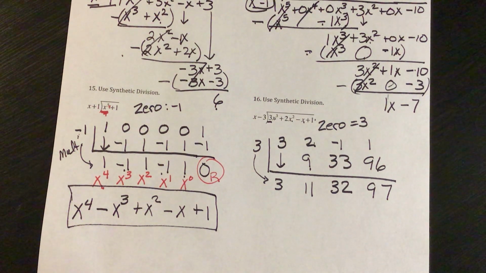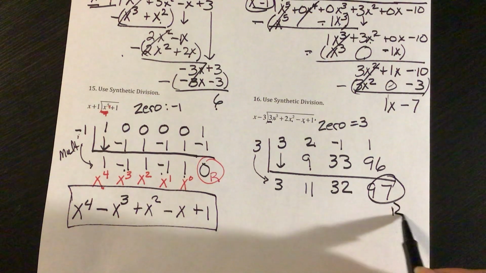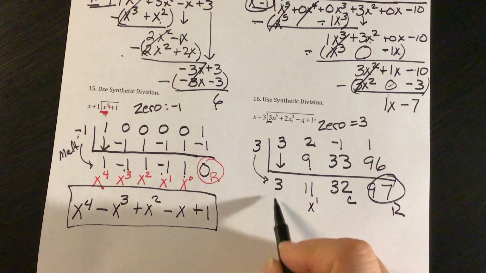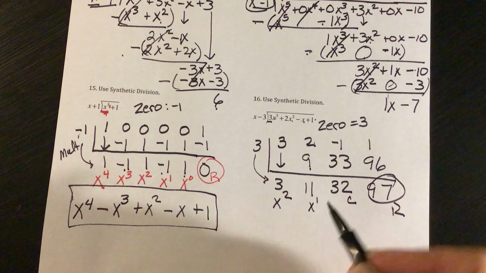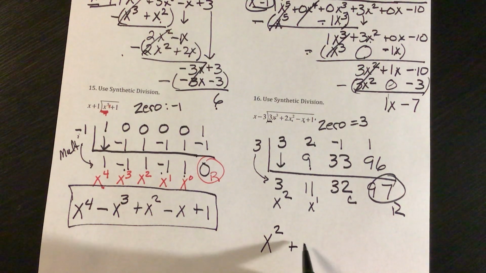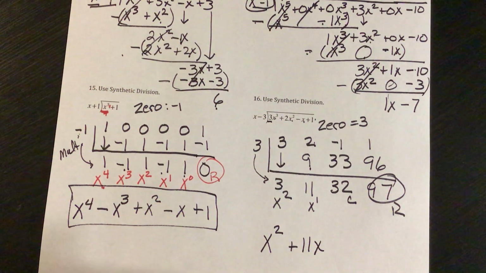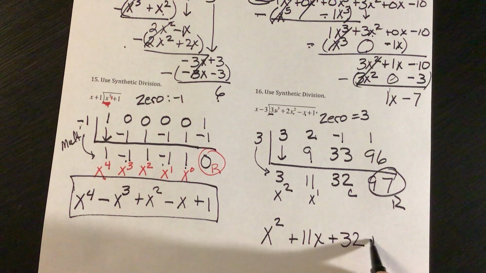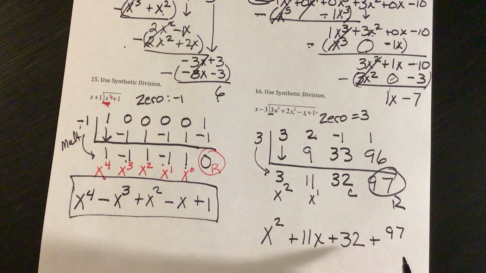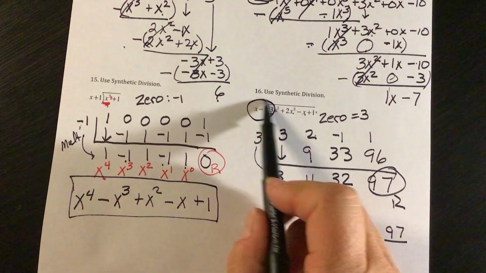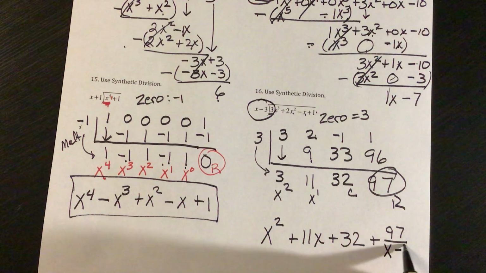Okay, so now this is my remainder. This is my constant, x to the first, and x squared. So my answer here would be x squared plus 11x plus 32 plus my remainder is 97 over the number I'm dividing by is x minus 3.